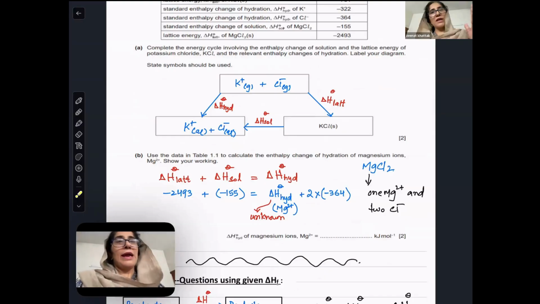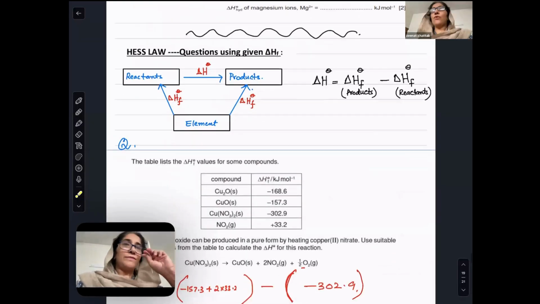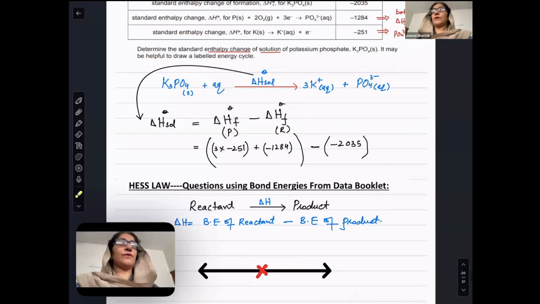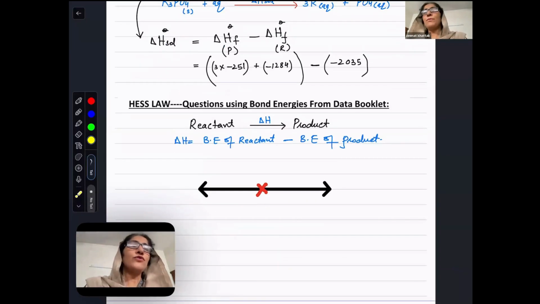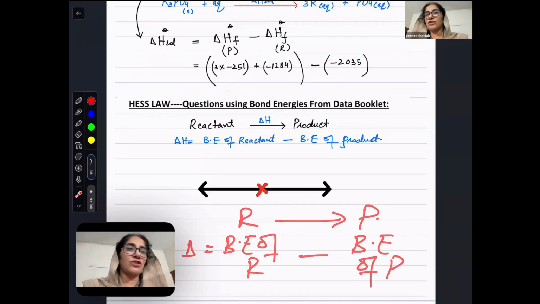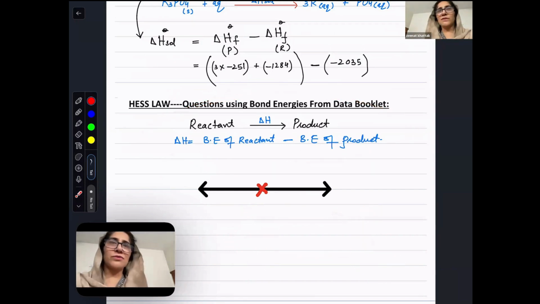Now, in this chapter, there are two other things. One is the bond energy data, the one you have done in your O levels and AS. When you use bond energies, this is your reaction. The bond energy of reactants minus the bond energy of products will give you the delta H. There are questions in your P4 which are linked to this, right?